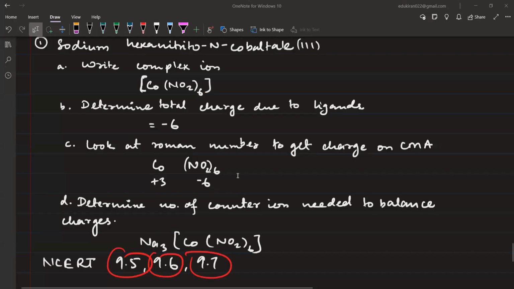Sir, yes, tell me, Mansi. The 9 point which you gave, those are examples? What are you saying? I didn't understand what you meant by 9.5, 9.6, 9.7. Oh my God, haven't you opened NCERT yet? I did NCERT, the in-text questions.